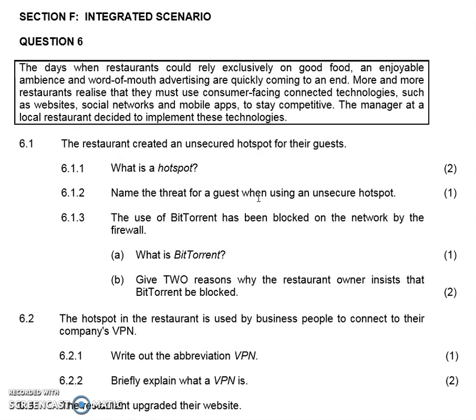6.1.2. Name the threat for a guest when using an unsecured hotspot. Now, when you are using an unsecured hotspot, unencrypted data files can be intercepted, or any other acceptable answer, you could say that personal information could be exposed to a hacker, or you could even download malware and viruses.